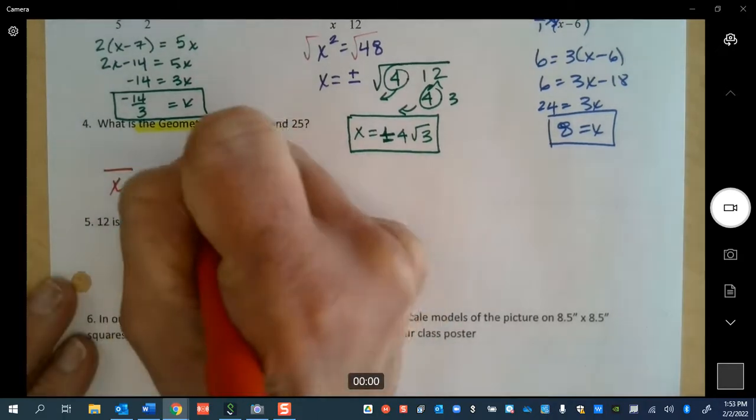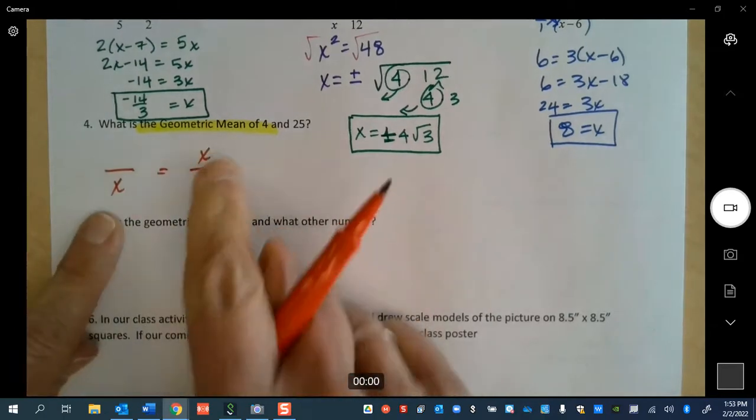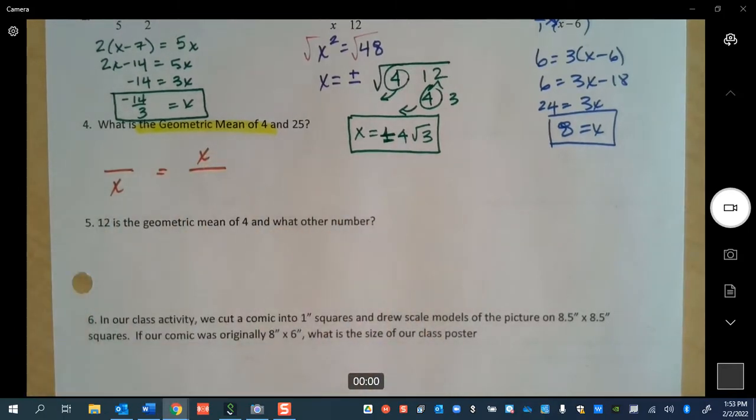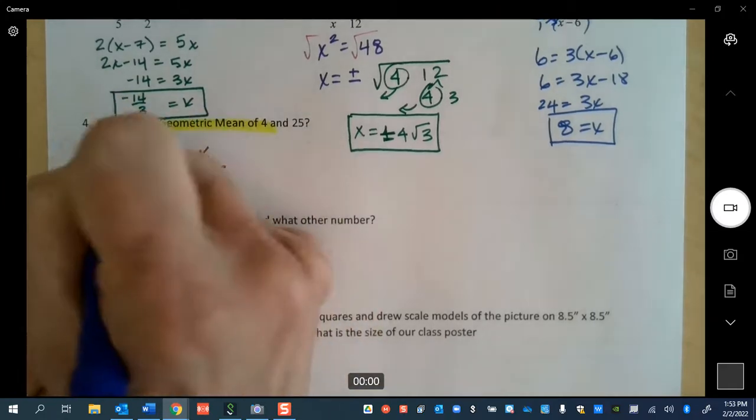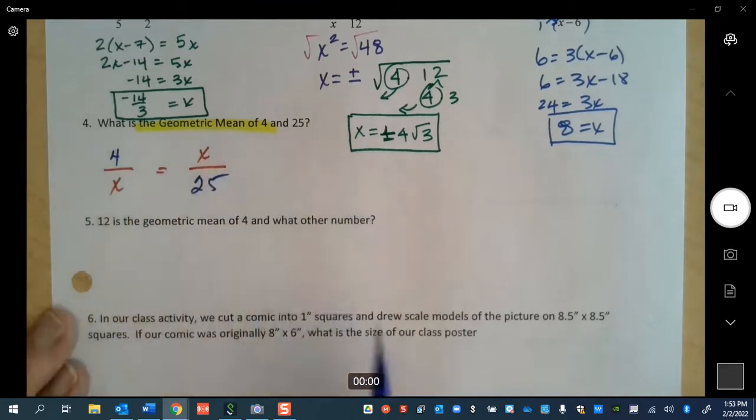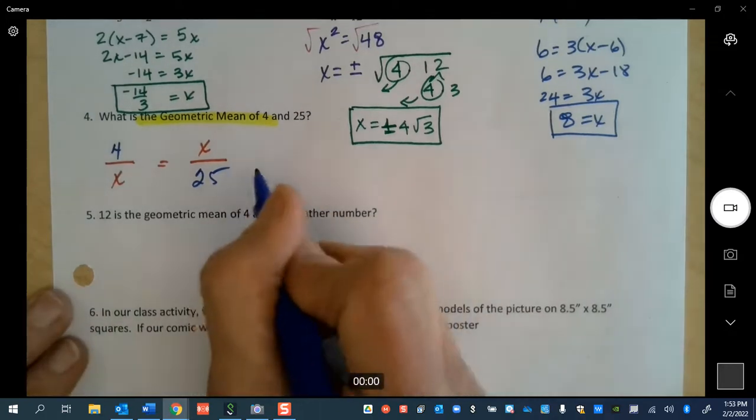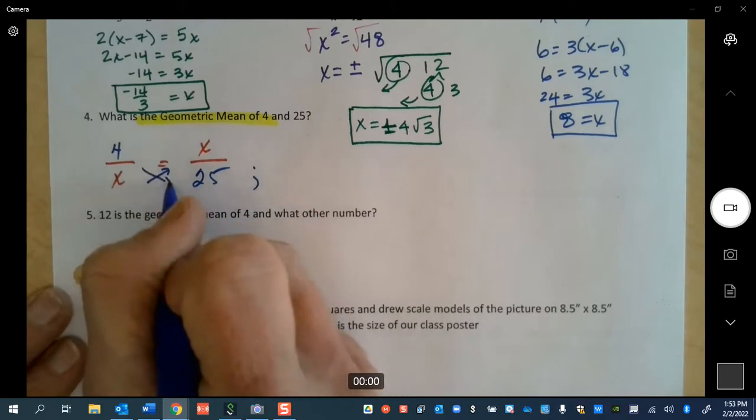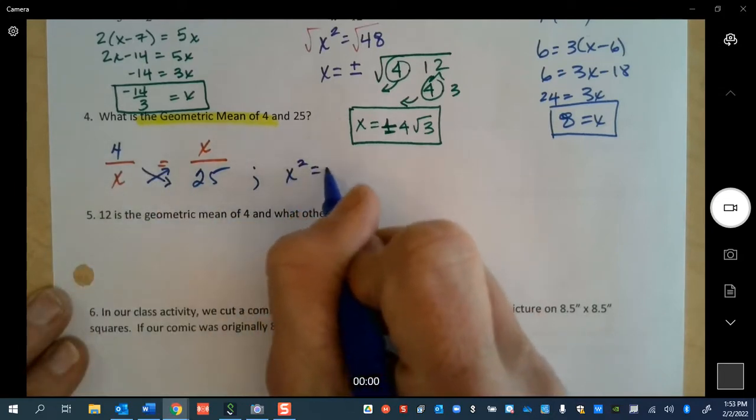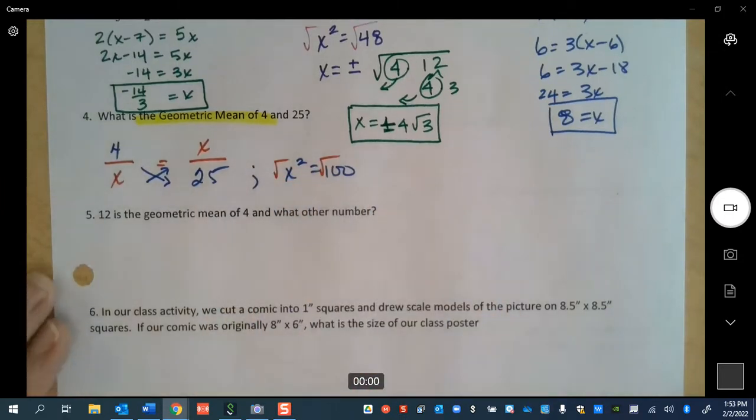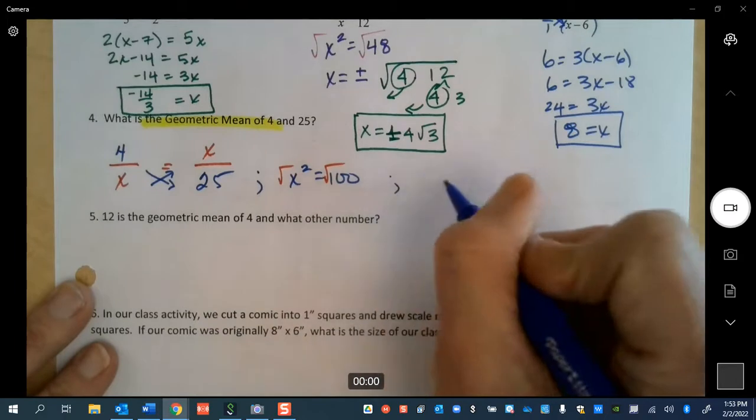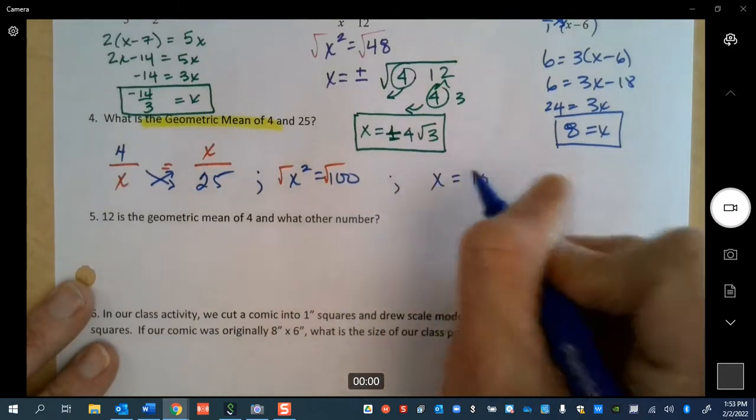And I know I'm solving for this value that exists in the numerator of one fraction and the denominator of the other. So when I'm asked to find the geometric mean of two numbers, it doesn't matter where I put those numbers. 4 here or here doesn't matter, because when I go to solve it, I think about my cross products. X squared is equal to 100. When I take the square root of each side, I end up with x is equal to 10.